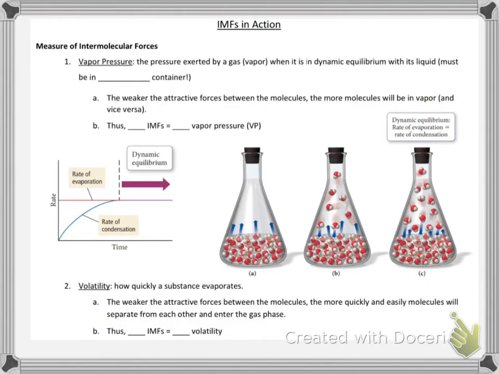All right, we've talked about this briefly, but now let's expand upon the different variables that you could measure in lab that signify the strength of intermolecular forces. There are two of them. It's funny, they both start with a V and they're both inversely related to IMFs, but they are very different things. One is vapor pressure and one is volatility.